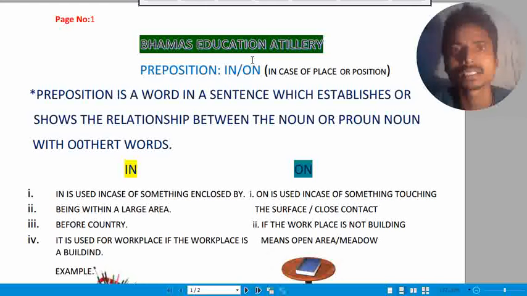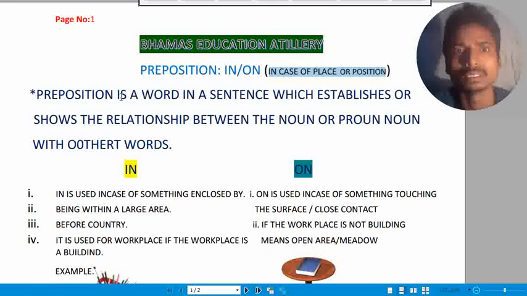Now in this lesson we will learn prepositions. Prepositions in and on. There are many prepositions, but today in this lesson we will only discuss the prepositions in and on, and also only in case of place or position.